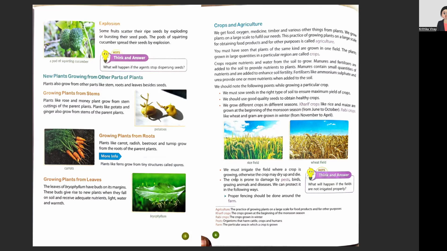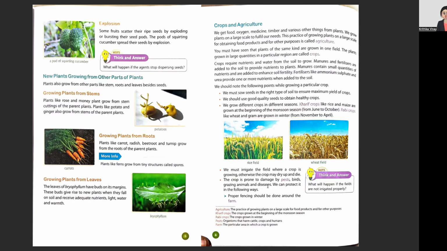November to April. Okay? We must irrigate the field where the crop is growing, otherwise the crop may dry up and die. And also you can see the rice field and wheat field here.